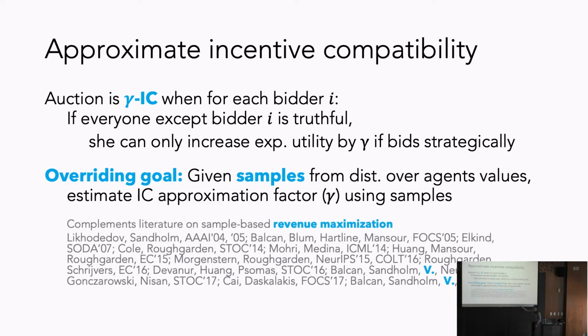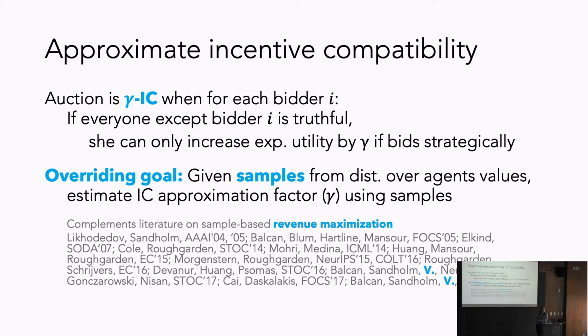And this question is complementary to a line of literature on revenue maximization via machine learning, or sample-based revenue maximization, where you get samples from the distribution over buyers' values, and you want to tune auction parameters so as to maximize expected revenue. These are related in that both of us are sampling from this distribution over buyers' values. We don't know the distribution, we only get samples, but they're unrelated further than that.